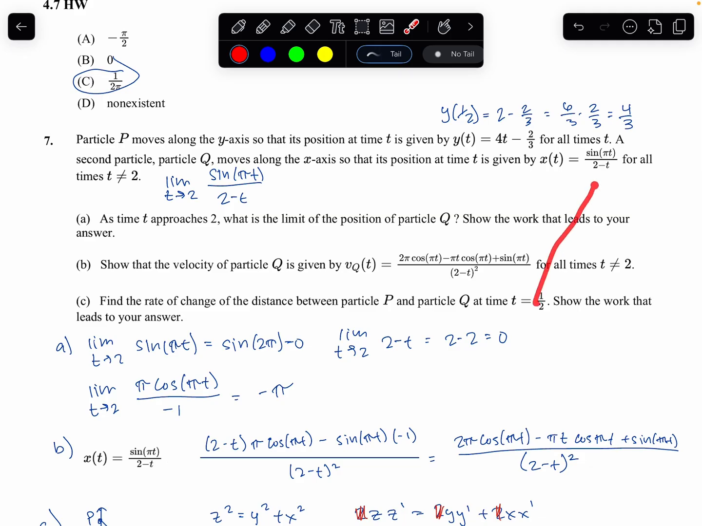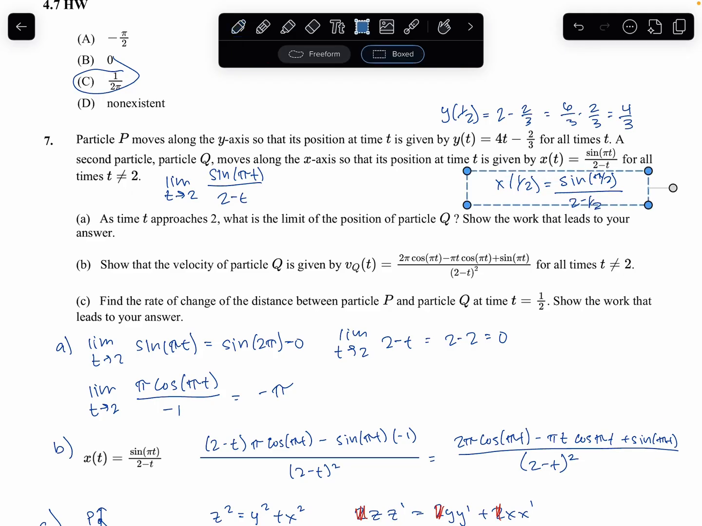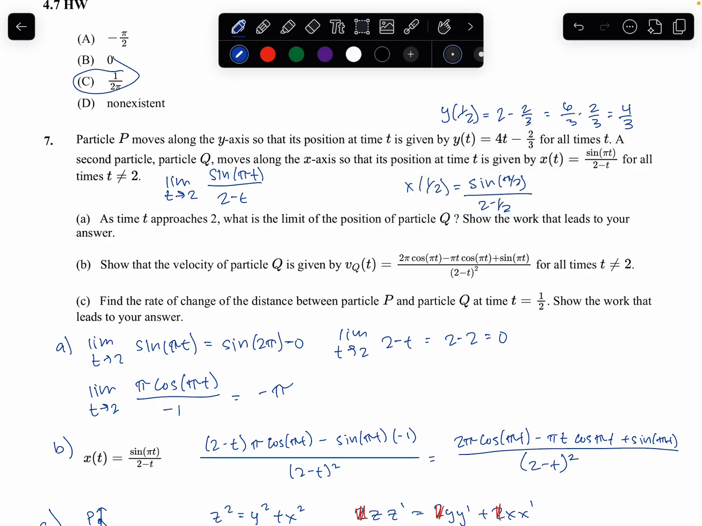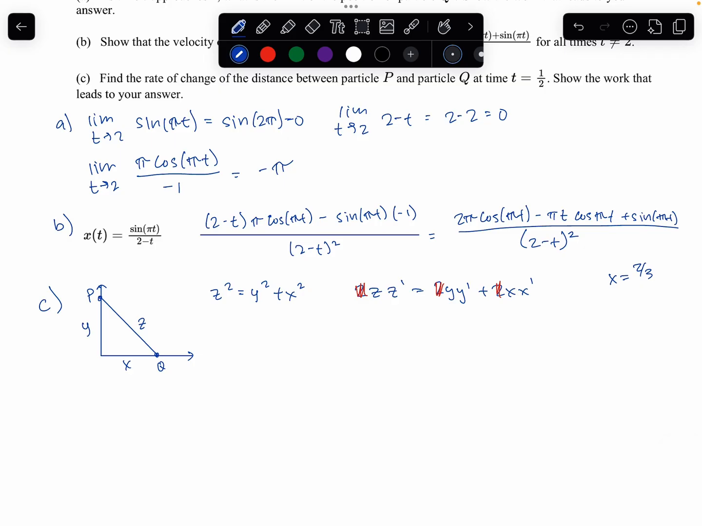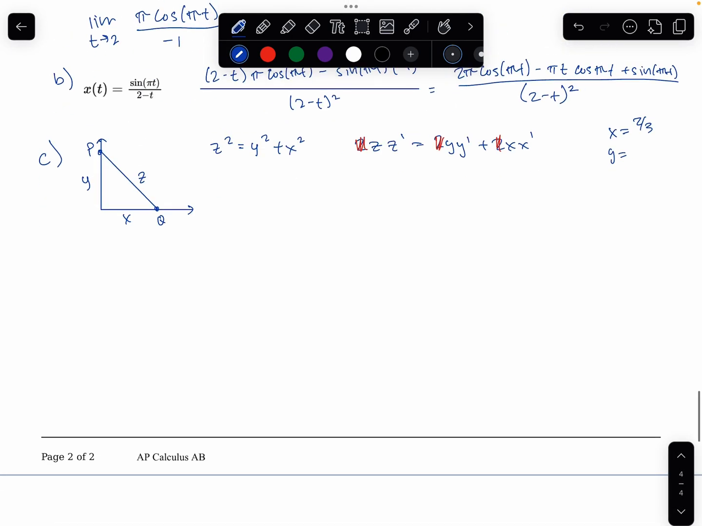And if I plug in 1/2 up here, so x of 1/2 is going to be equal to sine of pi halves over 2 minus 1/2, which is going to be 3/2, or 1.5, which is 3/2. Sine of pi halves is 1, so 1 over 3/2, so this is going to be equal to 2/3. Okay, so I'm just going to write some information right here. So x is going to be equal to 2/3. I know that y is going to be equal to 4/3.